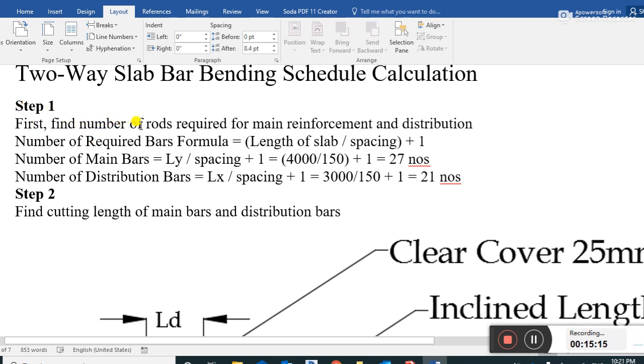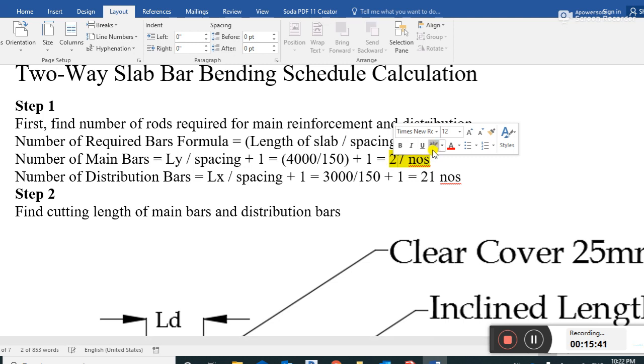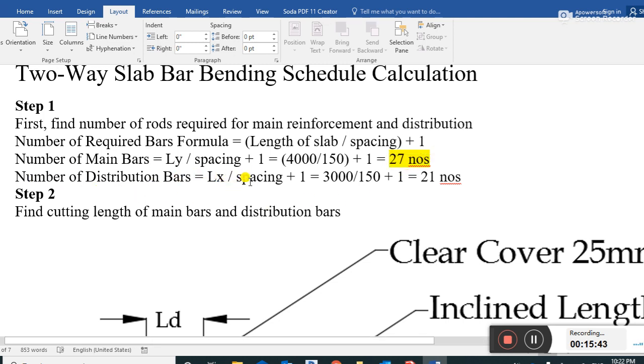Step 1. First, find the number of rods required for the main reinforcement and distribution. Same procedure as the one-way. Number of required bars formula is length of slab divided by spacing plus 1. Number of main bars is Ly divided by spacing plus 1. We put the values and get 25 numbers of main bars. Number of distribution bars is Lx divided by spacing plus 1, 3000 divided by 150. After calculation, 25 numbers of distribution bars.